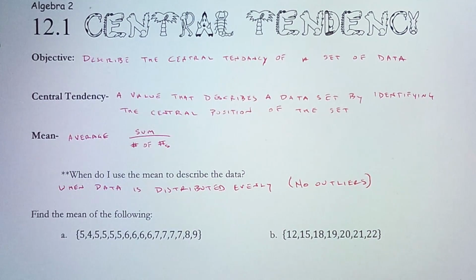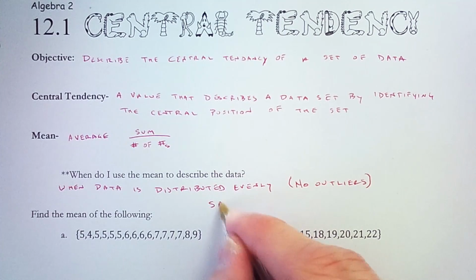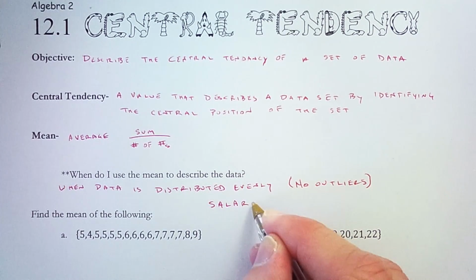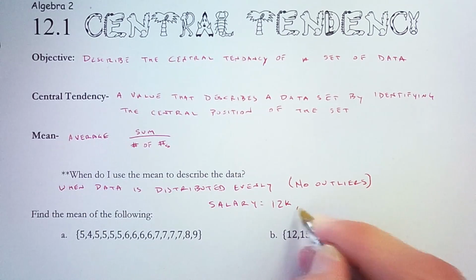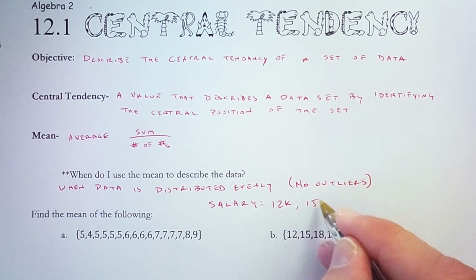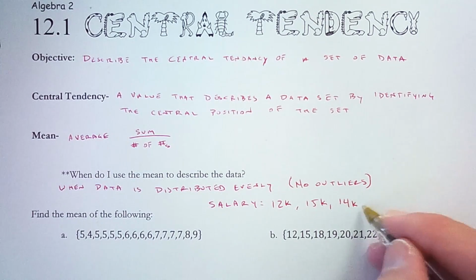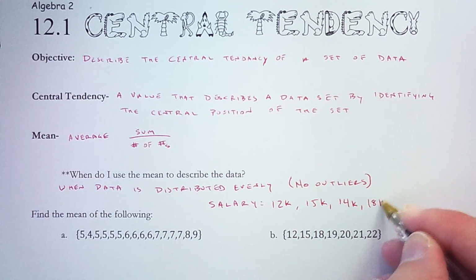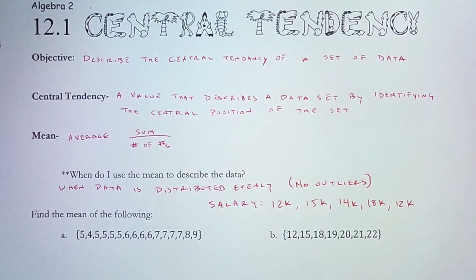Okay, so if we're talking about the mean salary of a group of people, let's say the salaries are $12,000 and $15,000 and $14,000 and $18,000 and let's say another $12,000. Okay, so there are some salaries and they're all bunched fairly close together. This would be a good time to use the mean.